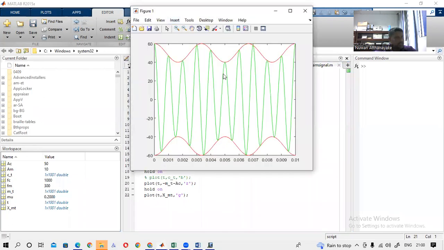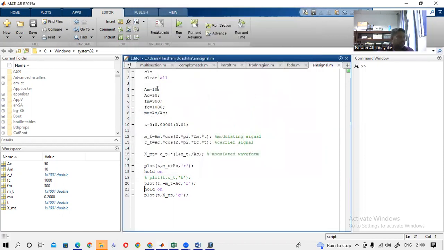And if I run, you can see that the envelope is there. Actually in the real signal we don't have this envelope. We have only this carrier frequency with change in amplitude. So this is actually the transmitted signal. I just draw the envelope here.